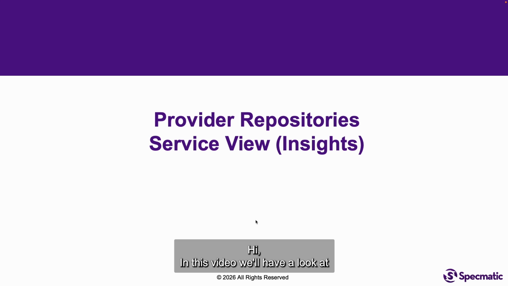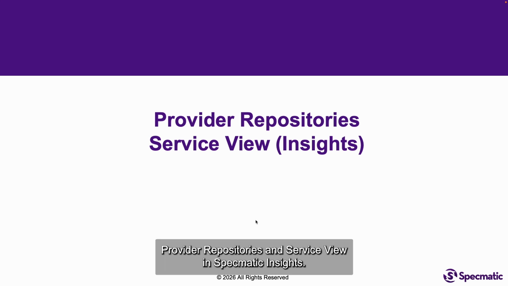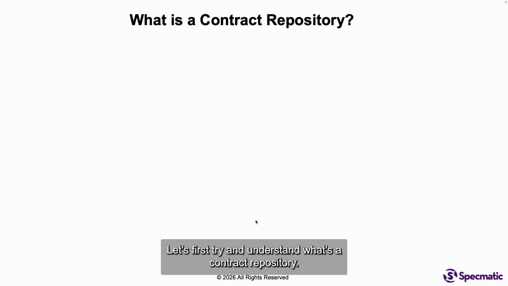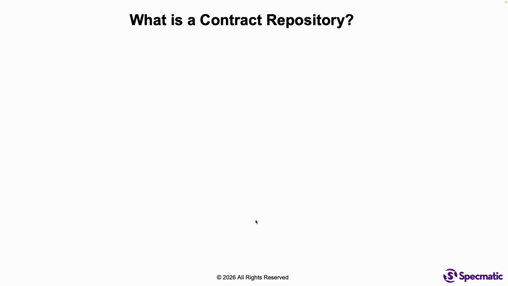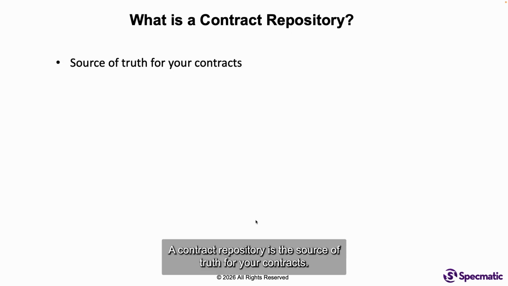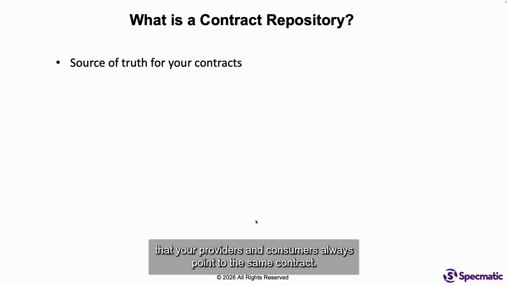In this video, we'll have a look at provider repositories and service view in Specmatic Insights. Let's first try and understand what's a contract repository. A contract repository is the source of truth for your contracts. Now, it's critical to have a well-defined source of truth for your contracts so that your providers and consumers always point to the same contract.